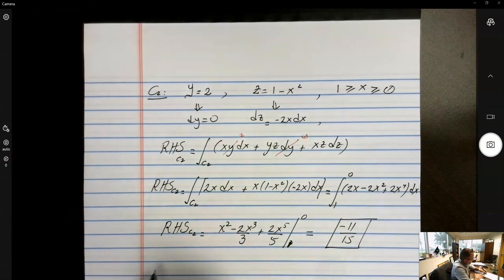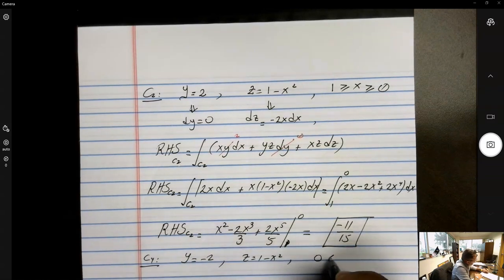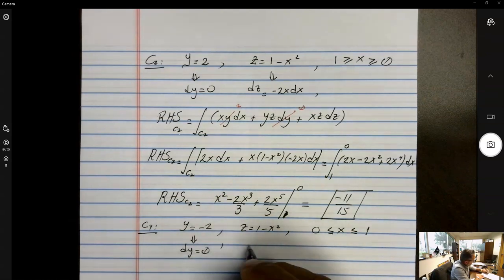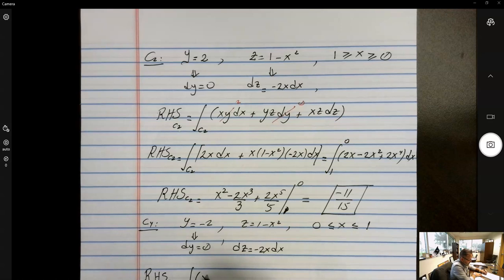Likewise, on C4, let's see if we can do this in this space right here. C4, we have y equals minus 2, z equals 1 minus x squared, and then now the limits of integration in the x direction would go from 0 to 1. So that means that dy is equal to 0. That means that dz is equal to minus 2x dx, and that's it. So the right hand side along C4 is equal to the integral along C4, again, of xy dx plus y.